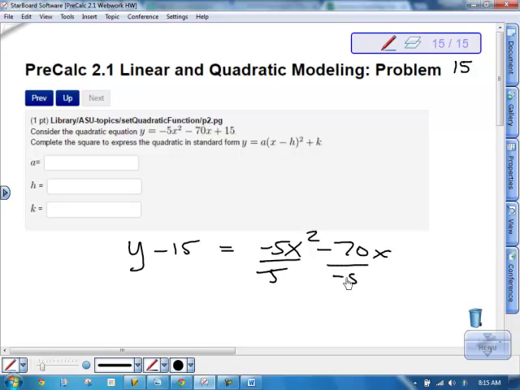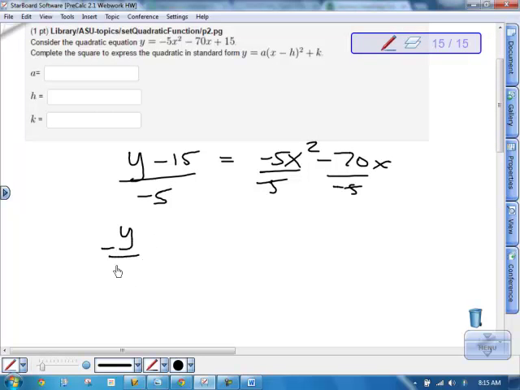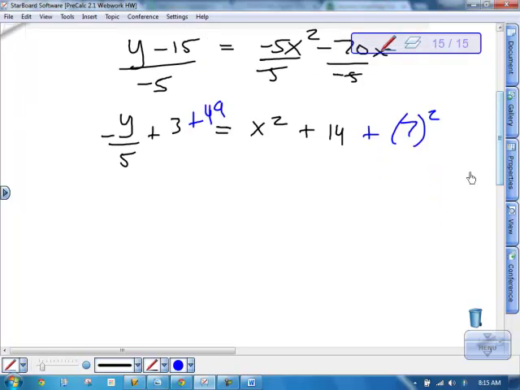So I'm going to divide by -5, and I have to divide everything through by -5. I'll divide both of them in. So it's -y over 5 plus 3 equals x squared plus 14x. Now I can complete the square by adding b over 2 squared to both sides, which is 14 over 2, which is 7 squared, which is 49. So I'm going to add 7 squared to both sides. Over here I'll just add 49. So I get negative y over 5 equals x squared plus 14x plus 49, which is x plus 7 squared.